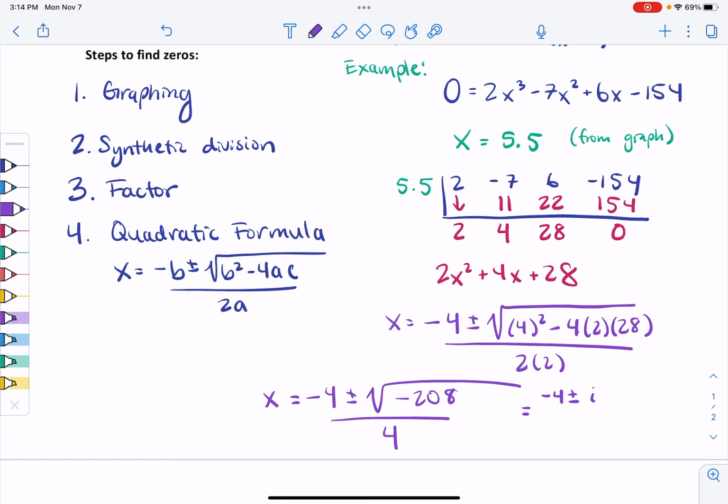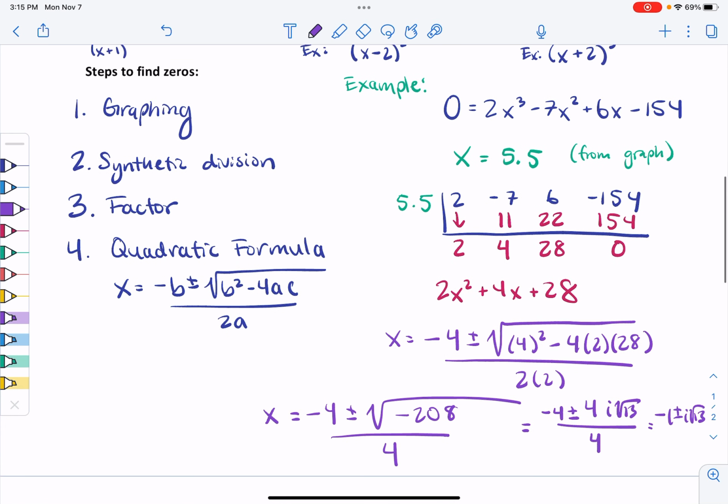208, I'm going to see if I can divide it by 16. Yep, that was what I was hoping for. So because it can be root 16 and root 13, that's what multiplies to 208, I'm going to write this as 4i root 13, okay, over 4. And that means we're equal to -1 plus or minus i root 13.